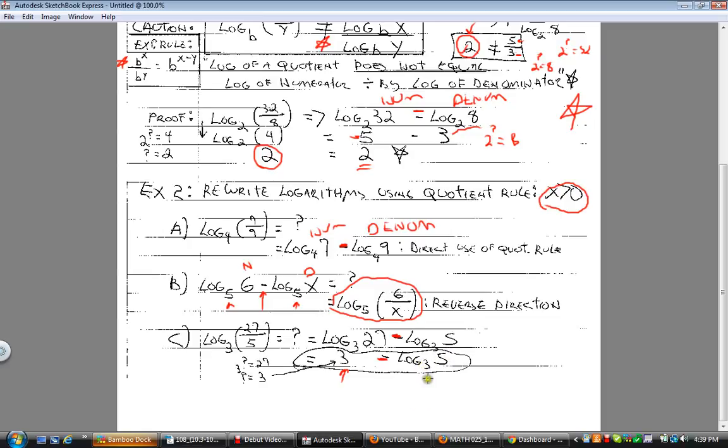Now one reason why you leave that alone is if you try to answer that question, here's 3 raised to what exponent equals 5. And if you can't come up with a whole number to put in an exponent, such as 3 to the first is 3, 3 to the second is 9, therefore this would be like a fraction, and we don't bother working with it for now. We just leave it in the log form.